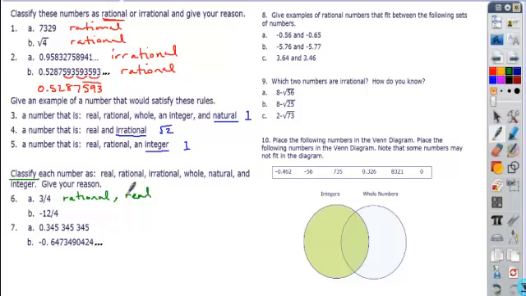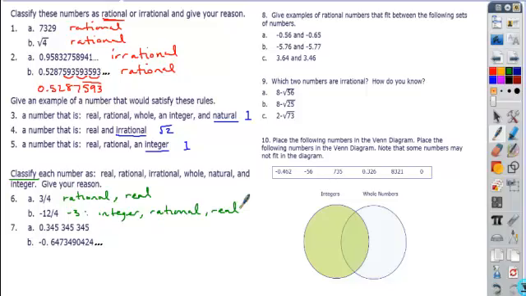Okay, what about negative 12/4? Again, the form of it is a rational form, but what's the value? It simplifies to negative 3. So for negative 3, what would be the most specific classification? Integer. And then everything on the outside of that will also be included. So it's an integer, it's also rational, which means it's also real. And again, you find the most specific one first.